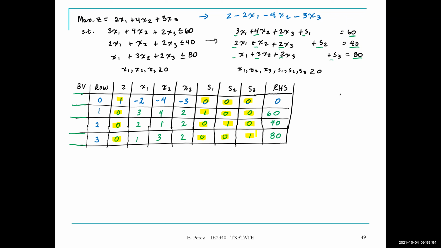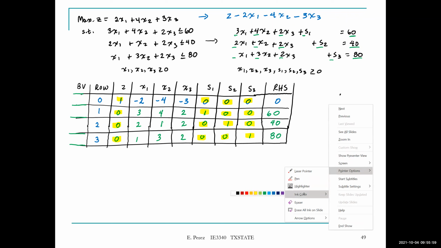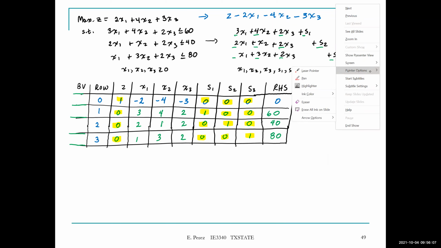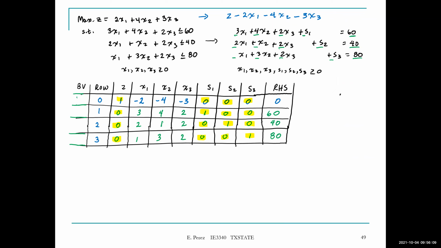Okay, so as I set up this, I need to know which are my basic variables. So if you look at the first one, it is Z, right? Because that's the first one here. The second one is S1. Third one is S2. The fourth one is S3. That's the initial Tableau. Any questions?